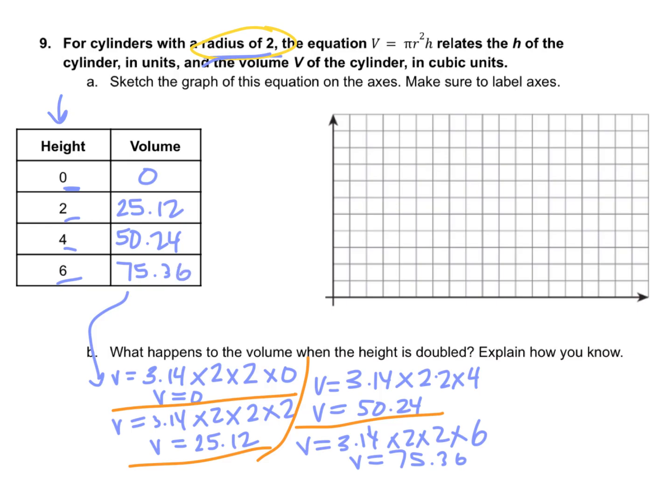So now we have to label everything on our graph, where my x values are going to be my height. And my height goes from 0 to 6. So I can just go by ones, 1, 2, 3, 4, 5, and 6. And then the volume, I need to span all the way up to 75. So I think I can fit in if I go by tens. Okay, and then make sure we label this volume.